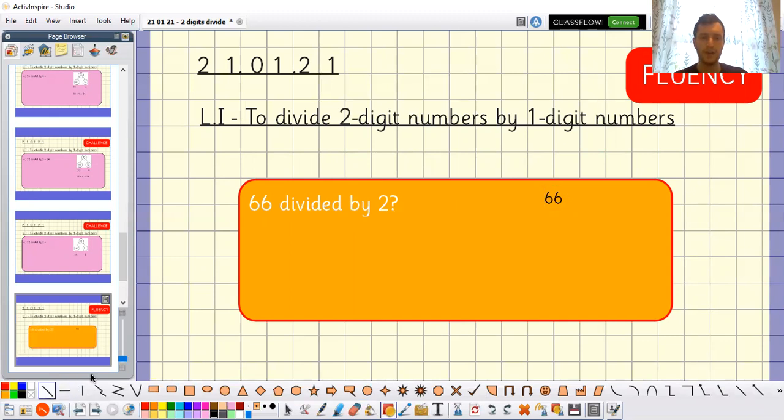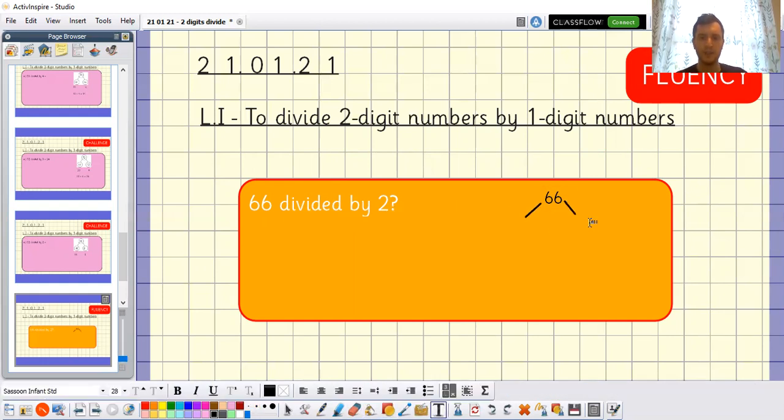Let's go through the answer together. I'm going to use my partitioning methods. 66. I'm going to think carefully about this before I partition it. If I do 60 and 6, will that work? 60 divided by 2, yeah, that works. 6 divided by 2, yes, that works. I can partition it as I usually would.